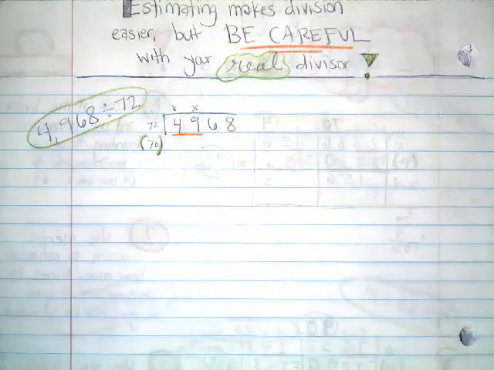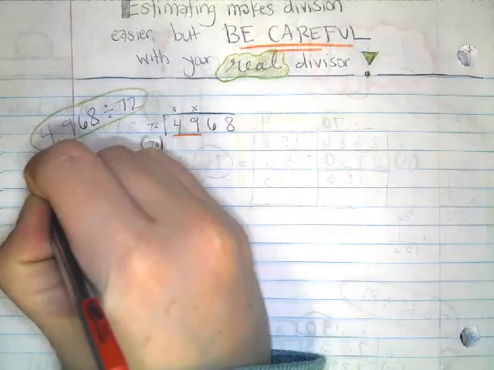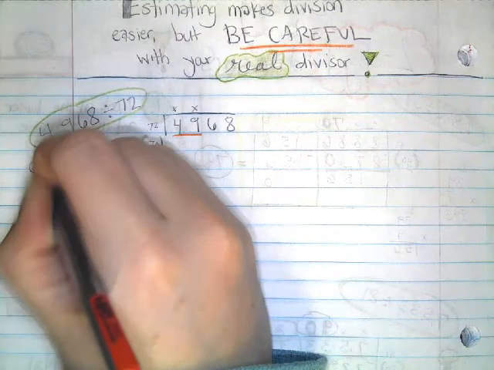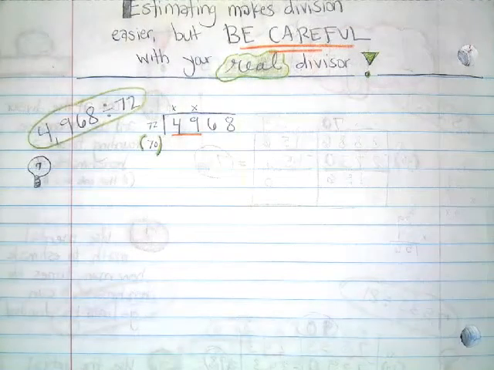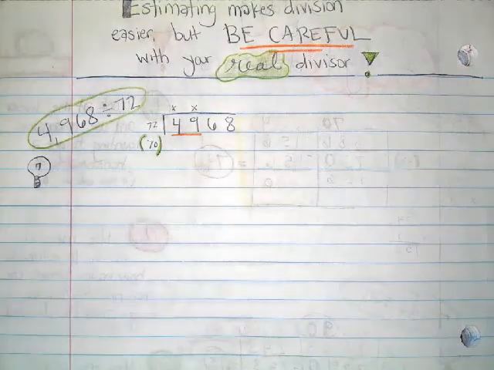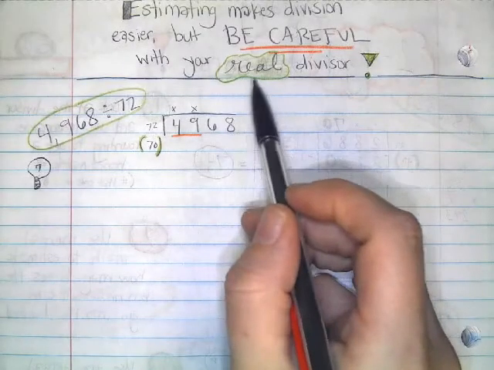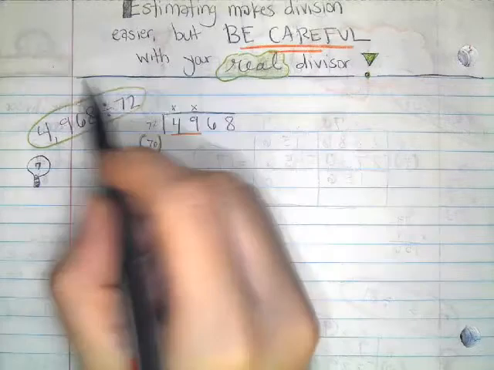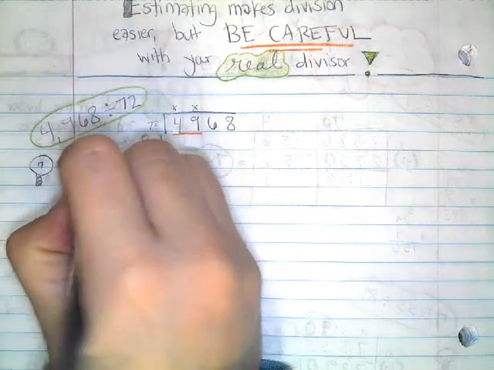Remember when I say guess, it's a light bulb. Will you please draw a light bulb? And this time write a 7 in it. I'm going to guess 7. So I go back to my original real divisor. That's what I mean when I put this in the title, your real divisor. So I go to 72 and I'm going to try 7.